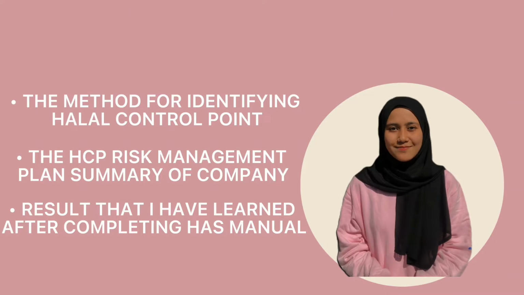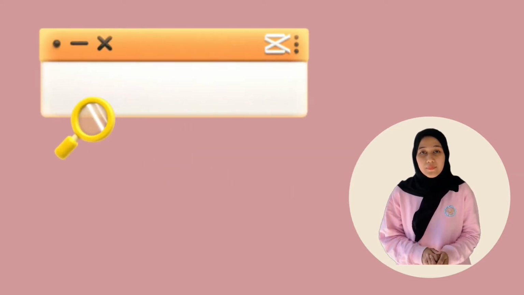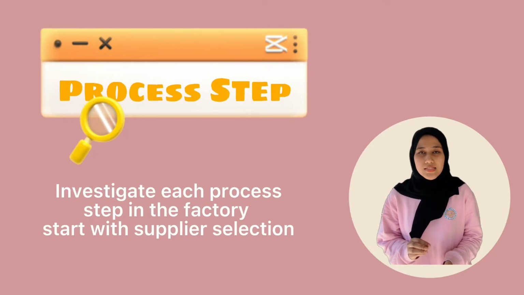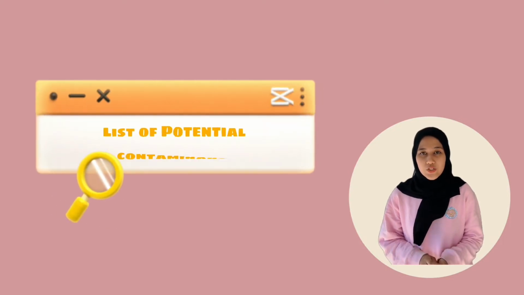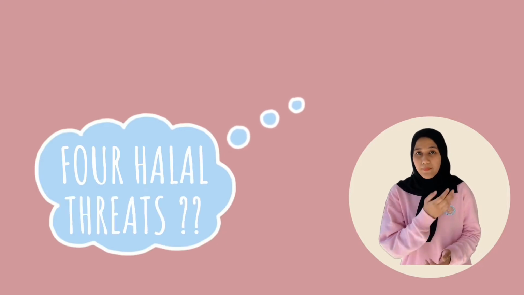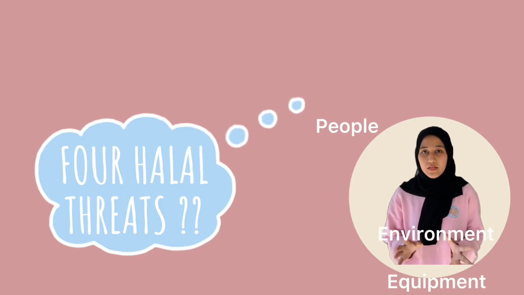So let's get started. The first one is about identifying halal control points. There are steps to identifying a halal control point. The first step is the process step. You must investigate each process step in your factory, starting with supplier selection. Second, make a list of potential contaminants. You must evaluate the possible contaminants, which include 4 halal traits: material, people, equipment, and the environment all play a role.